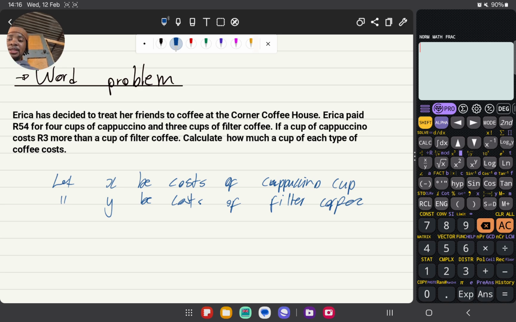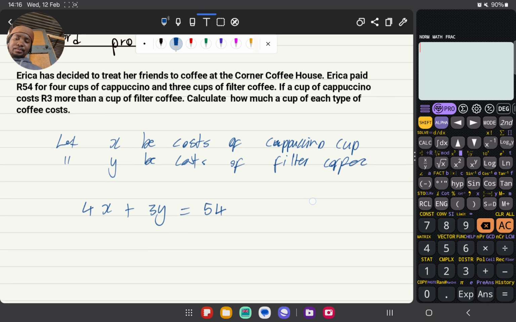So now, what did the statement say? It said that she bought 4 cappuccinos, so it's going to be 4x plus 3y, and all of that must give me 54, because she spent 54 rands buying 4 cups of cappuccino and 3 cups of filter coffee.